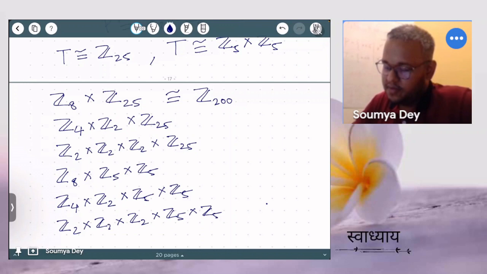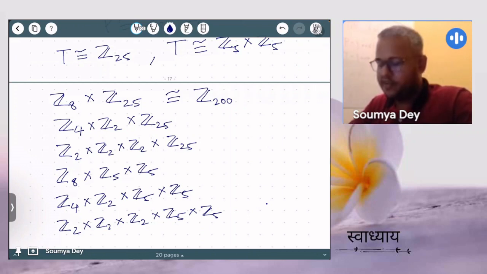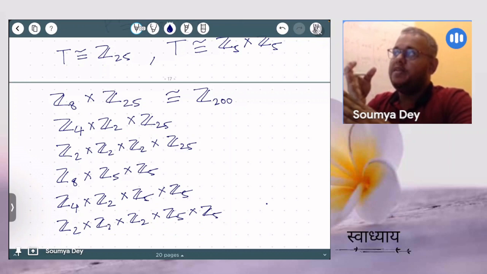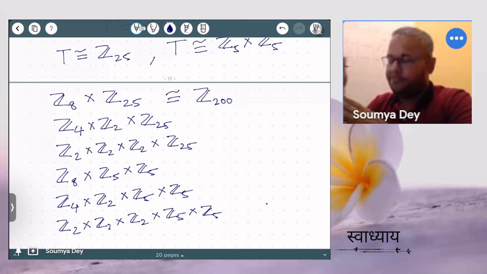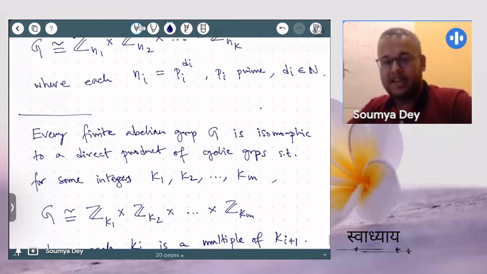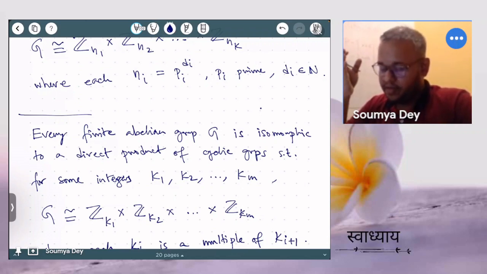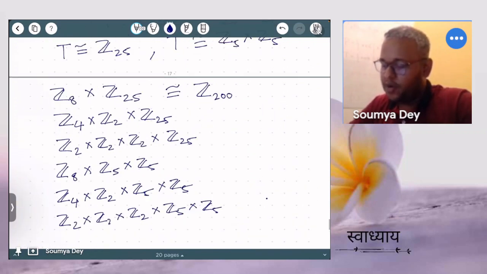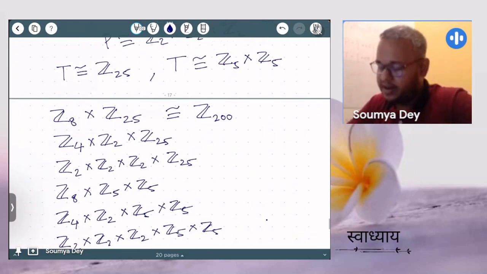Let us see. So this Z200 is already in the form of the second version of the fundamental theorem. What we want in the second version is to express the group G as a product Z K1 cross Z K2 cross dot dot dot Z Km, such that K1 is a multiple of K2, K2 is a multiple of K3, and so on. So in this case the first group is Z200, so there is only one term. Let us see the next one, then it will be clear to you what exactly is going on.